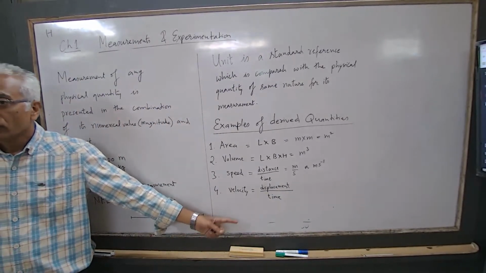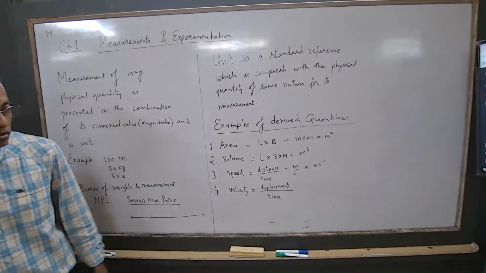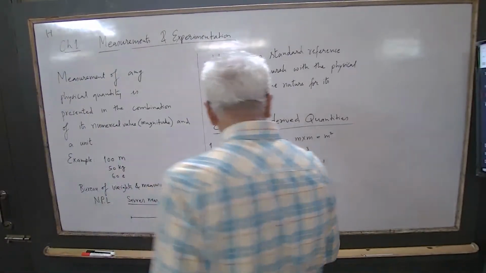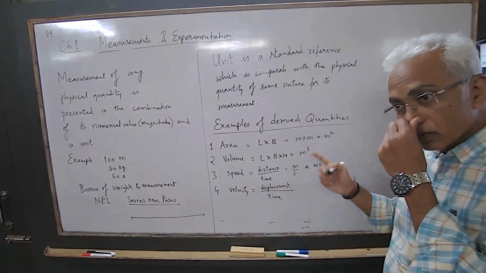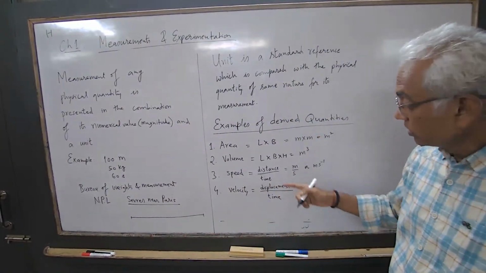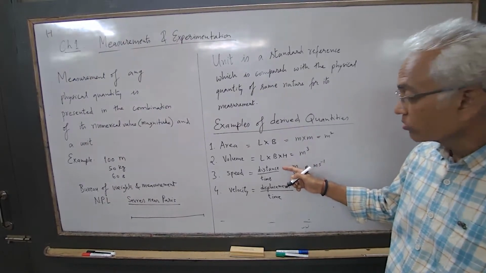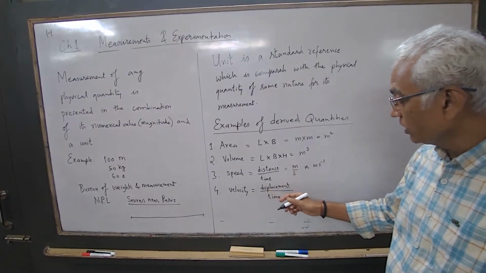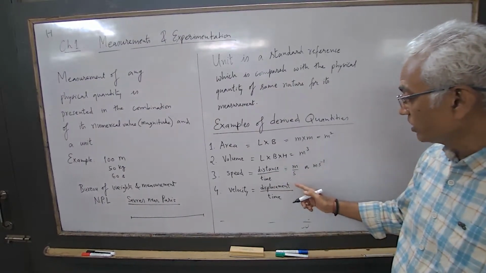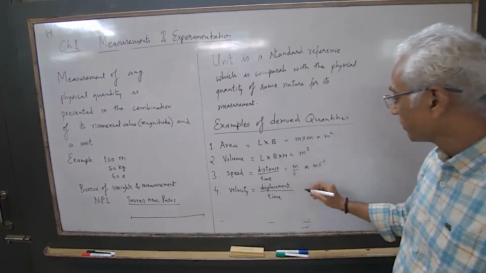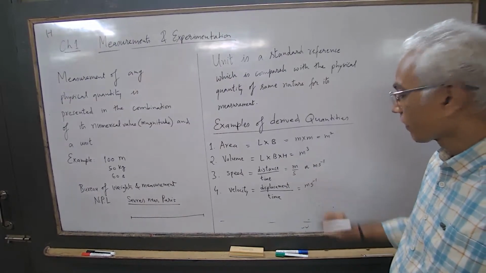Now displacement is also length, so this unit also will be meter. But what is displacement? It is distance covered in a specific direction. In case of speed, there is no specific direction. But in case of velocity, you have to also tell in what direction the object is moving. So displacement is a distance in a given direction. But unit wise it is also meter per second.